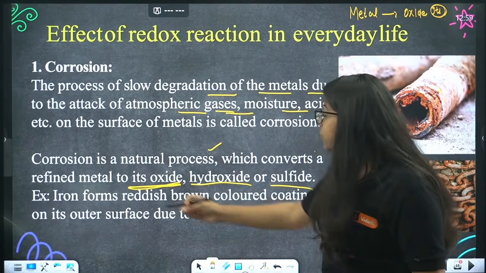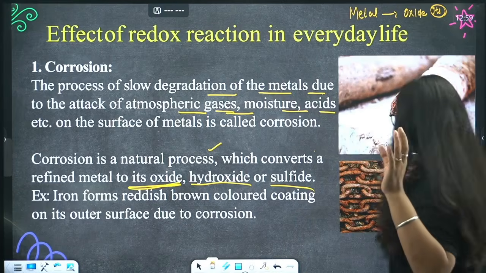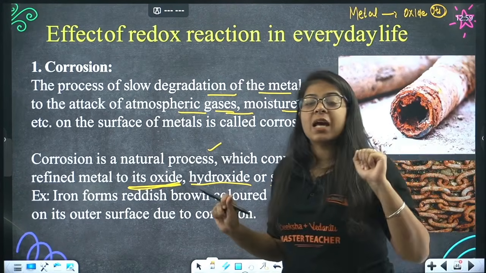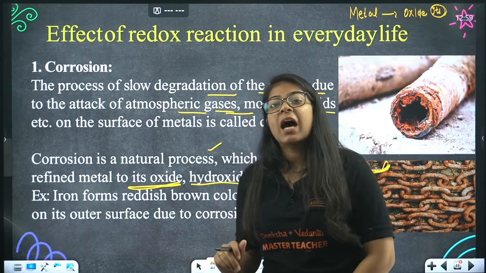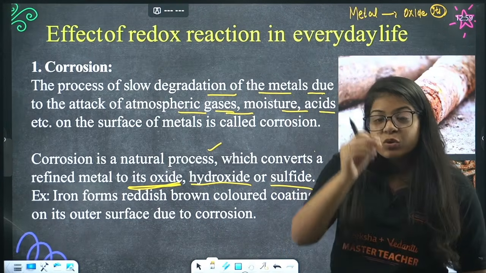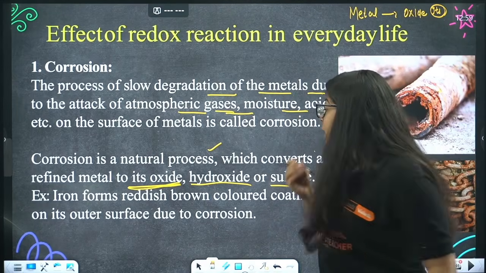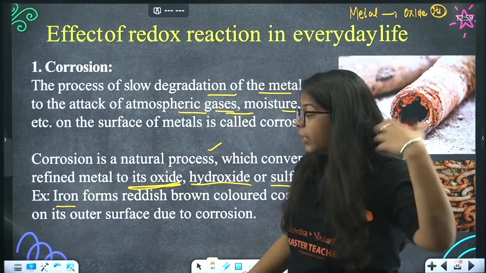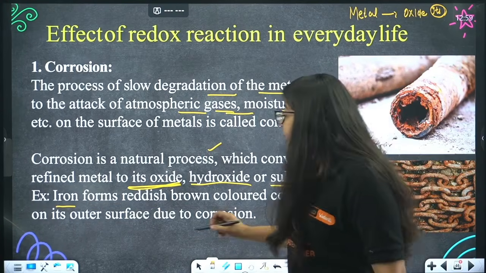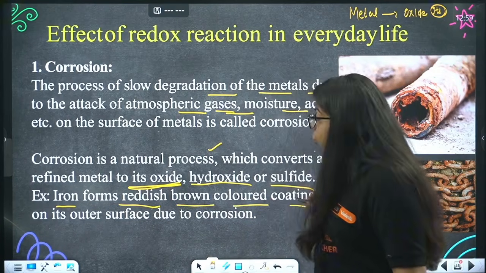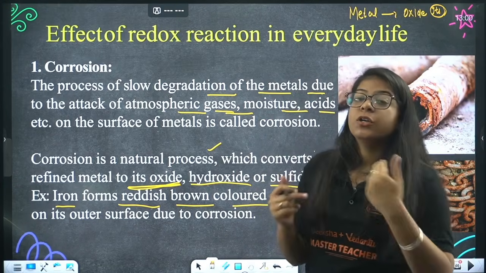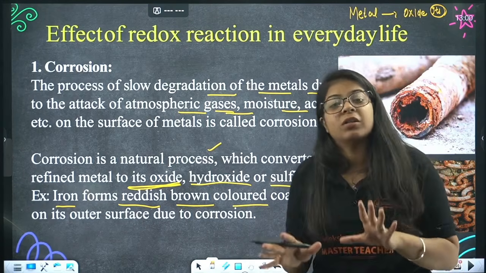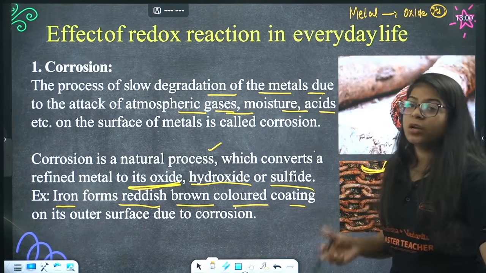So iron forms a reddish brown colored coating. We've seen this, right? We have seen these iron chains. We might have some swings in our houses, or in parks we have seen this brownish part on the chains of the swings, right? So that is corrosion. That is iron. It was perfect when it was new. Then it forms a reddish brown colored coating on its outer surface due to the attack of gases, water, moisture, acids and all that stuff. So that, beta, is your corrosion.